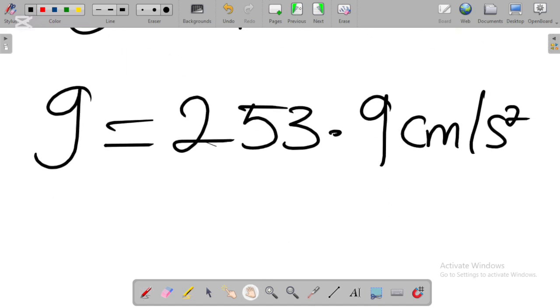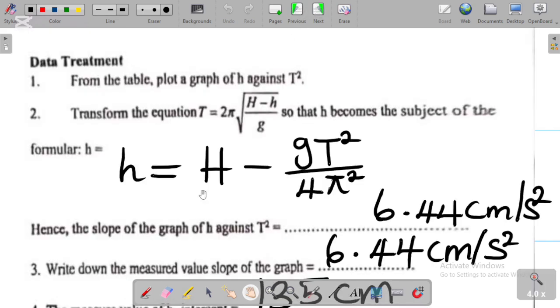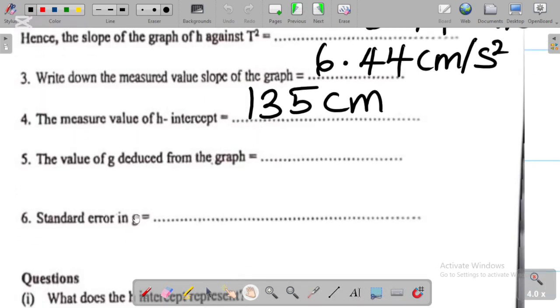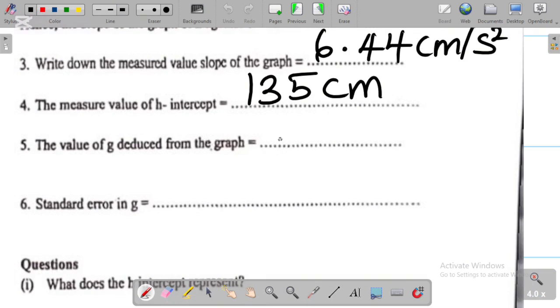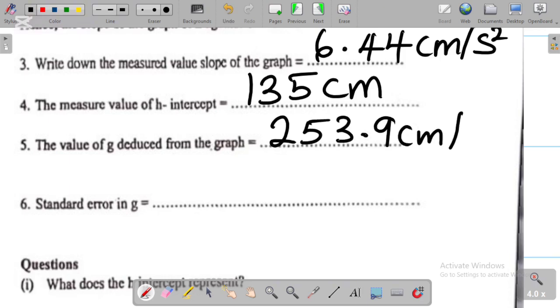Let's write it down. So the deduced value of G from the graph is 253.9 centimeter per second square. Alright, so please don't copy my exact value and write it in your graph. Try as much as you can to calculate your own so that you would know how to prove all these formulas.